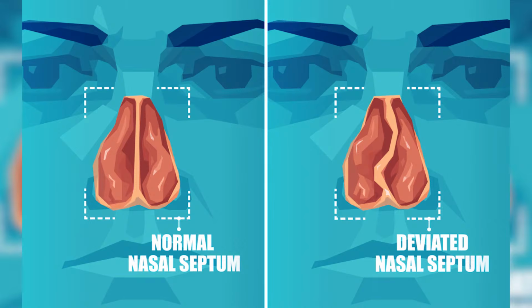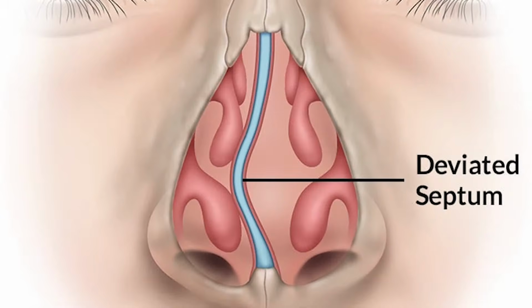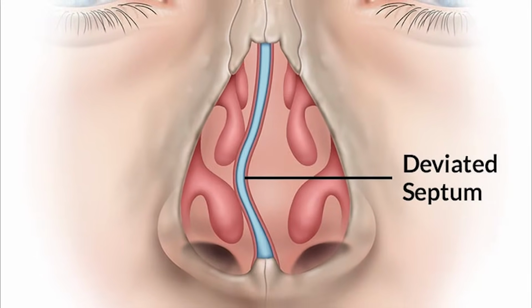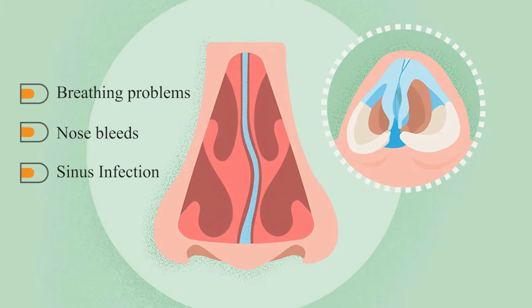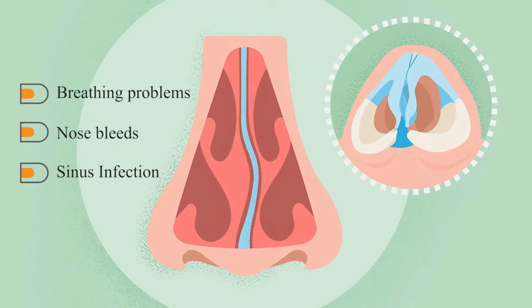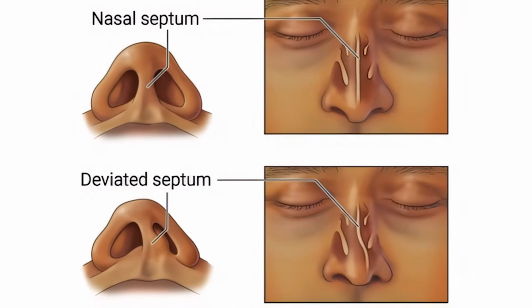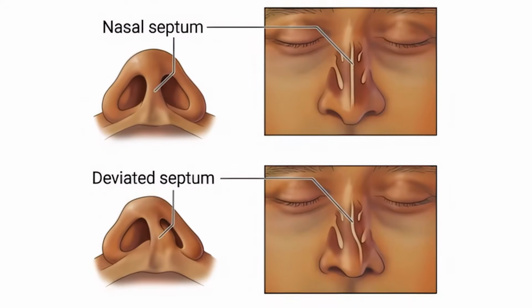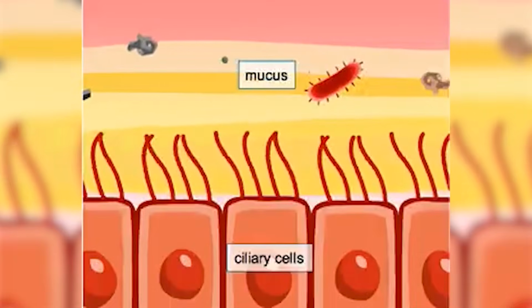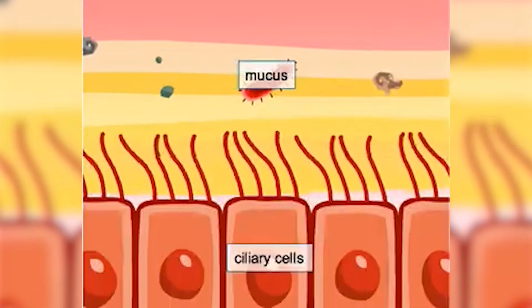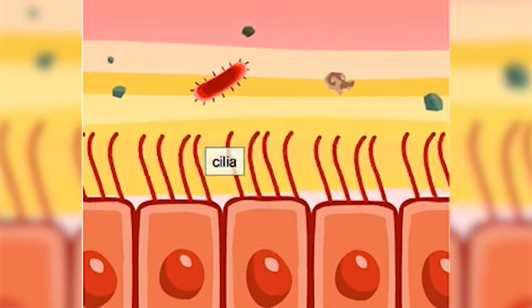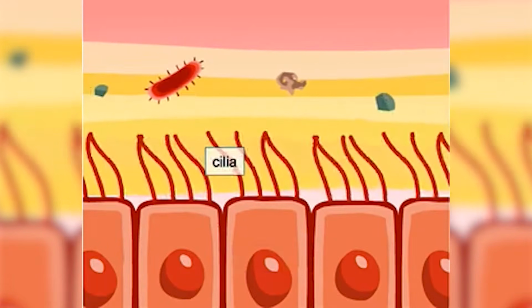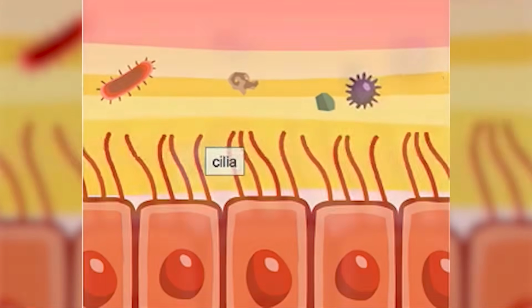However, in many people, the septum may be slightly off-center. This condition is known as a deviated septum, and it can lead to breathing problems, frequent nosebleeds, or sinus infections if severe. The nasal septum also supports the structure of the nose and helps maintain its shape. It is lined with mucous membrane that contains tiny hair-like structures called cilia, which help move mucus and trapped particles toward the throat, where they can be swallowed or expelled.